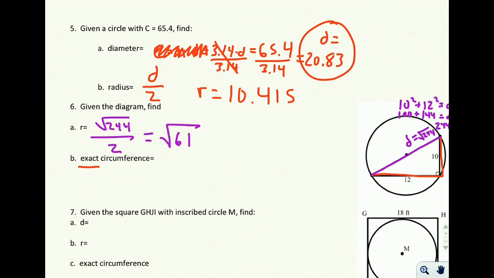Now the exact circumference would be to take our diameter, so remember, go back to our diameter, our square root of 244, and multiply that by pi. So pi times square root of 244 is going to be our exact diameter. Or sorry, exact circumference. So we'll place c equals pi times diameter. So circumference, exact circumference is this right here.